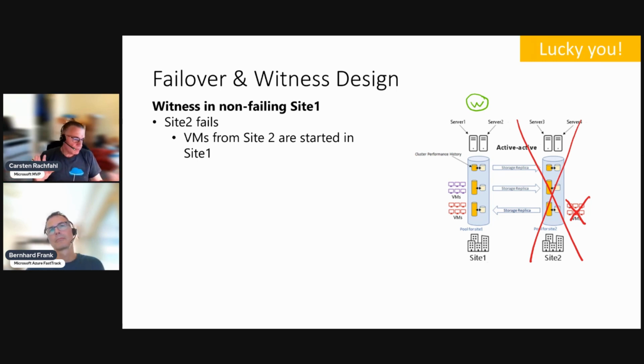Every node has a copy of the cluster database and it knows what is running on the other nodes. So it knows server 3 and 4 has these VMs running. And it can start the VMs now because we have a copy of the data with the storage replication. We have exactly the data here.